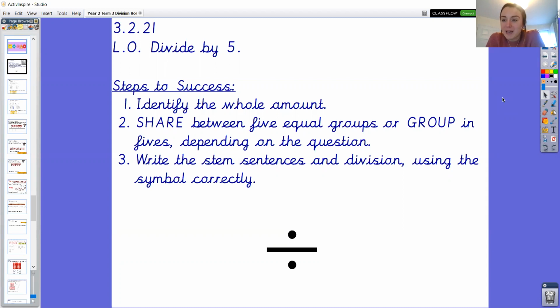Well done. So in our steps to success today, the first thing we're going to do is identify the whole amount. Then we're either going to share between five equal groups or group in fives, depending on the question. And we're going to explore these differences at the beginning of our explore phase today. And throughout the session, it'd be great to either say or write the stem sentences and division, continuing to use the symbol correctly.